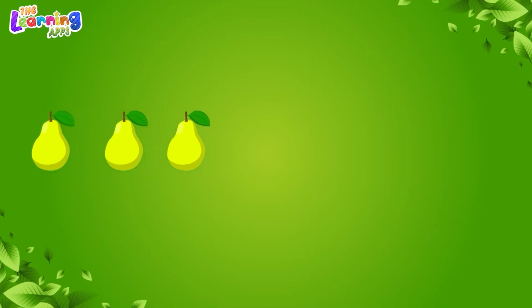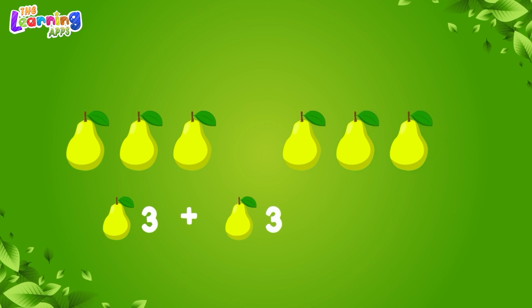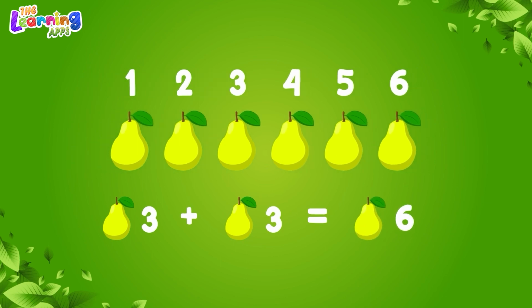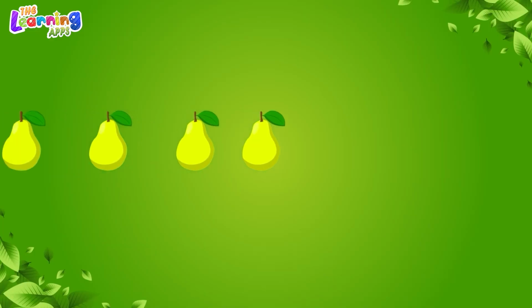Let's go! 3 pears on the first tree. Let's add 3 pears more. 1, 2, 3, 4, 5, and 6. These are 6 pears. Shall we add 3 pears of the last tree?